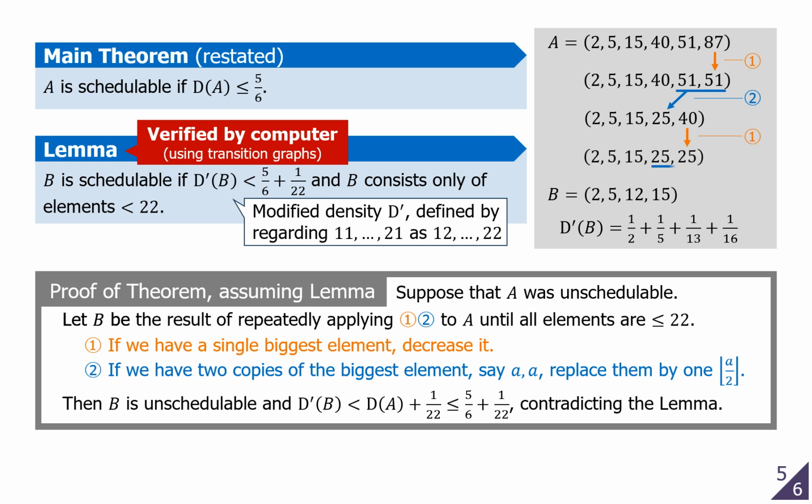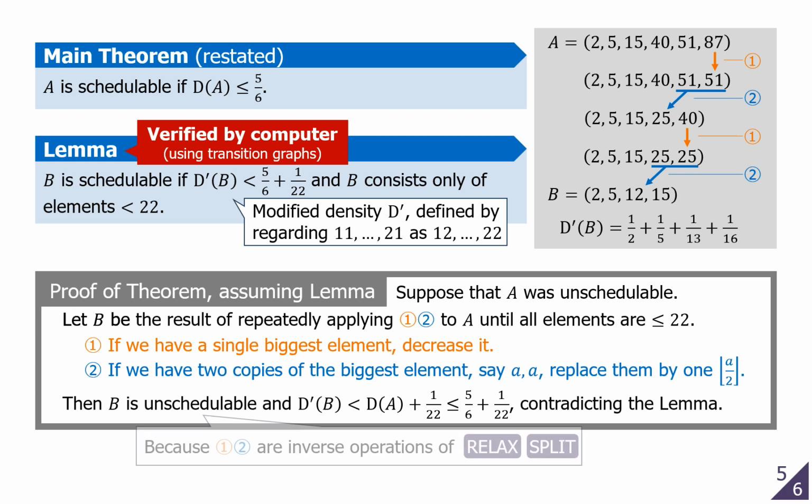We repeat these operations over and over until our instance contains only periods of 22 or lower, and this will be our instance B. These operations are just the inverses of the two operations mentioned before, so they preserve unschedulability.